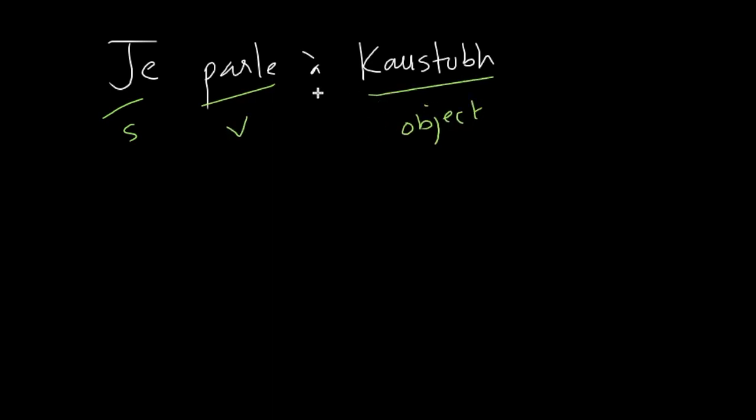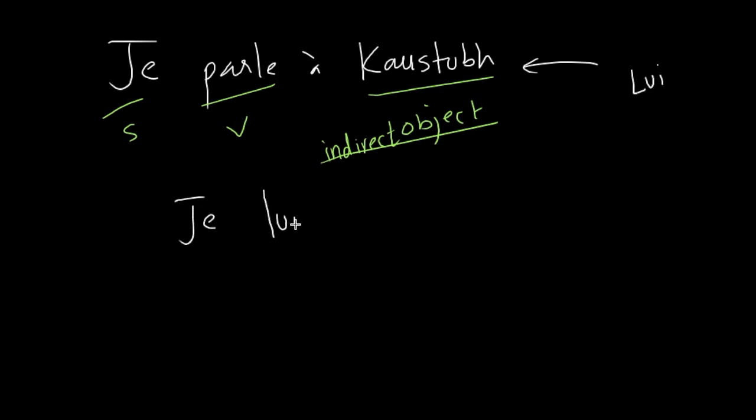Je parle à Kaustub. Now here, this is subject, verb, object, but this is an indirect object because there's a preposition à between the verb and the object. So the object doesn't follow the verb directly. That's why it's not a direct object, it's an indirect object. Okay. And to replace this indirect object, Kaustub is third person singular. So what will we use? The indirect object pronoun? Lui. So the sentence will become, it will come before the verb.